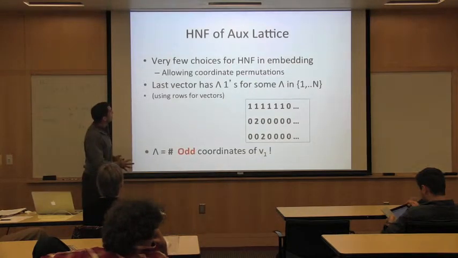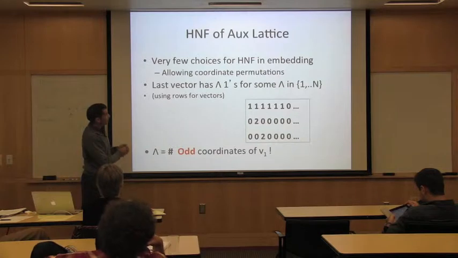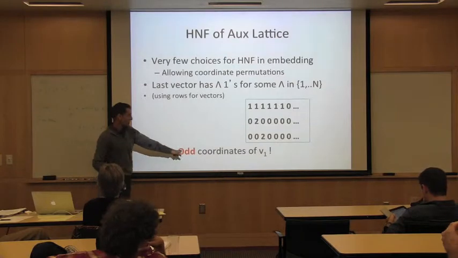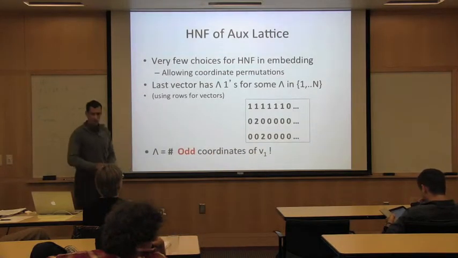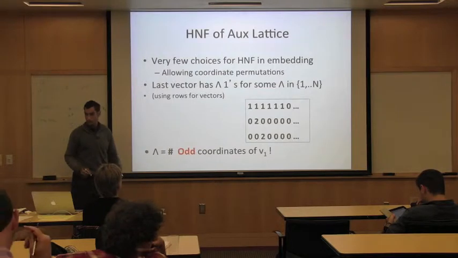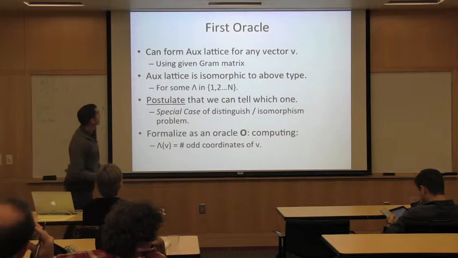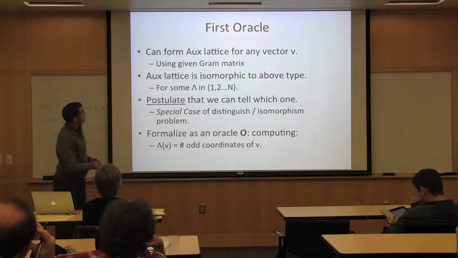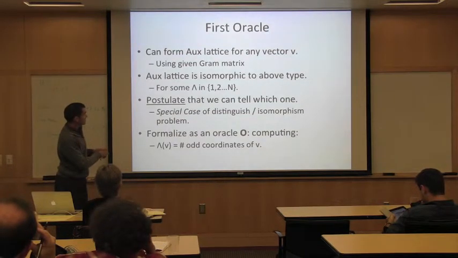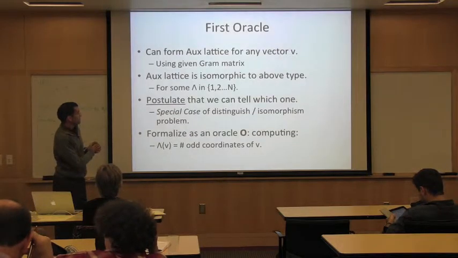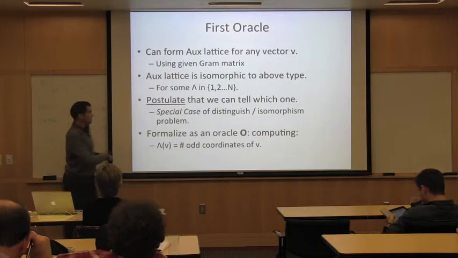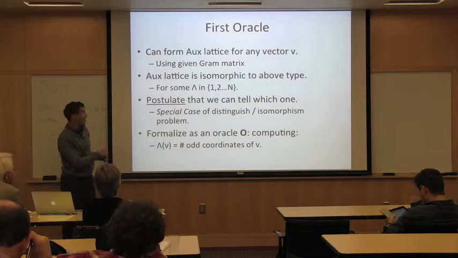Okay. Sorry, I mean the auxiliary lattice is going to have that shape in some embedding. And so there's some number of 1's, and let lambda be the number of odd coordinates of V1. Okay? So I want to create a way to figure out the number of odd coordinates of V1. And the way I did that was, you can form this auxiliary lattice for any of those vectors using the given Gram matrix. And that auxiliary lattice is isomorphic to one of those lambdas, like lambda 1 or lambda 2 or lambda n, depending on how many 1's it has in it.